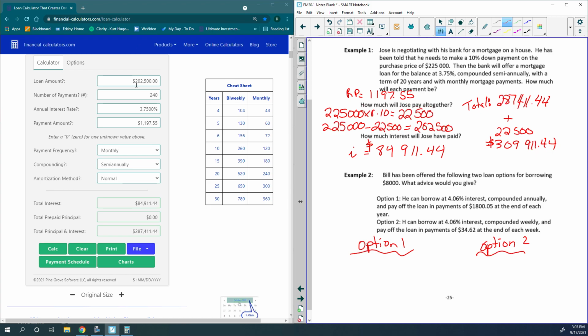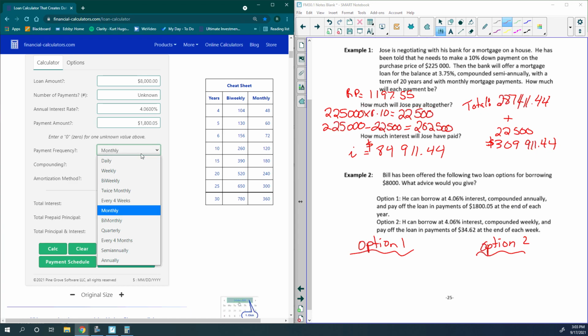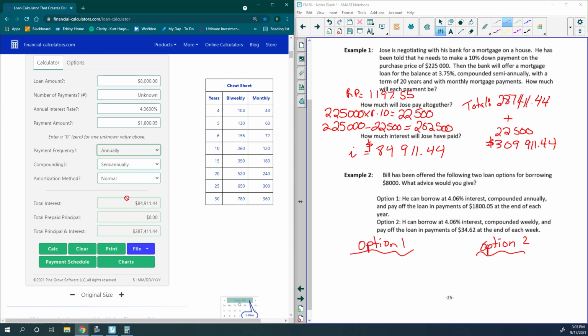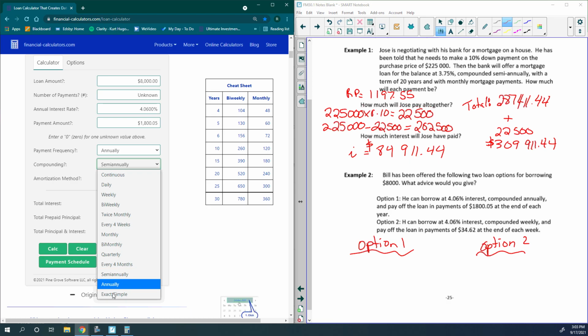And so I'm going to go to my financial calculator. And so the loan amount was $8,000. For the number of payments, we don't know because we don't know how long the loan is going to be. The annual interest rate is 4.06. The payment amount is $1,805. So the payment's going to be made at the end of each year, so we're doing yearly or annually. And my compounding is also annually.